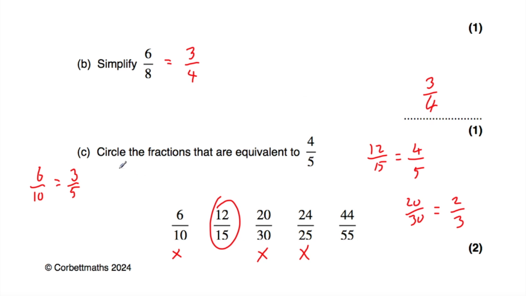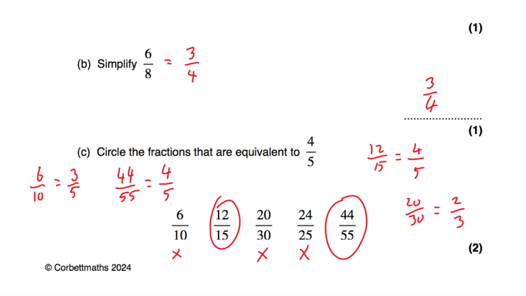So if we've got 44 over 55, both of those numbers are divisible by 11. You can see they're both in the 11 times tables. 44 divided by 11 is equal to 4, and 55 divided by 11 is equal to 5. So that would be 4/5, so that is an equivalent fraction. So we've circled 12/15 and 44 55ths, and that's it.